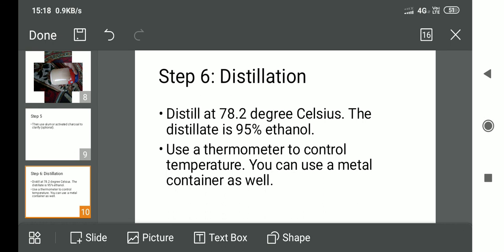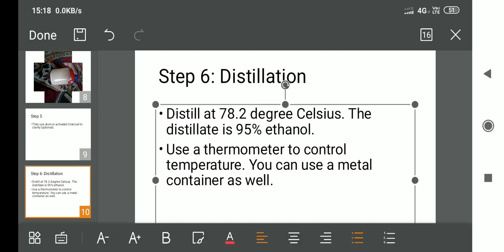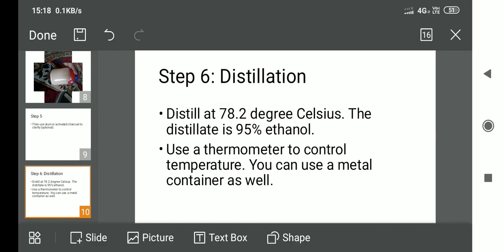The purpose of this video is to produce only alcohol by fermentation, but if somebody wants to produce a concentrated alcohol, then there's another step that is known as distillation. We'll make a separate video for this distillation process, but we will give you some details here. The distillation process is done at 78.2 degrees Celsius. The distillate that is obtained is 95% ethanol. This is because at 78.2 degrees Celsius the water and ethanol mixture boils as an azeotrope of 95%.